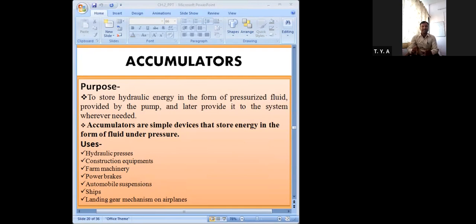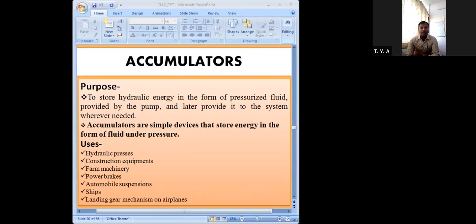Once again, the basic definition of accumulator: accumulators are simple devices that store energy in the form of pressurized fluid. Whenever a device needs to use the pressurized fluid, you can take it from that reservoir, from that accumulator.